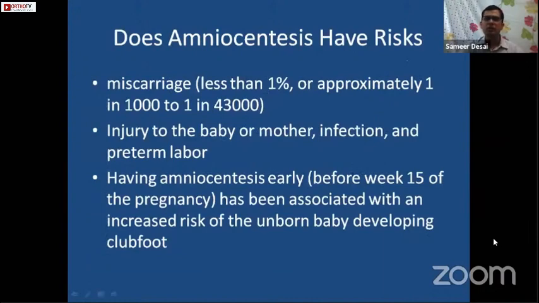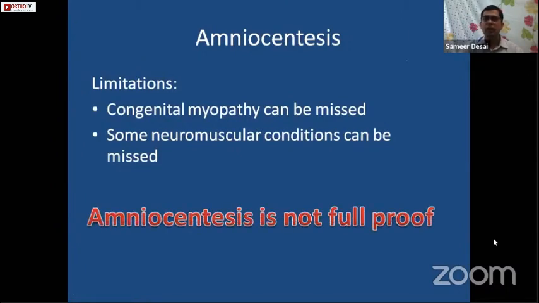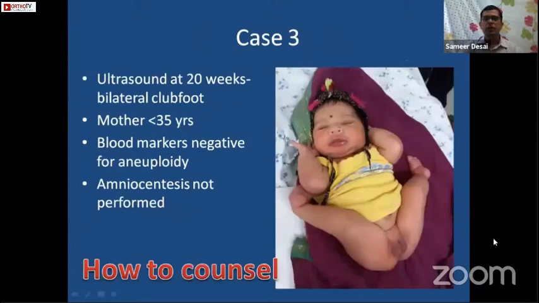Amniocentesis also has its own risks: miscarriage, injury, and there are reports where having amniocentesis early is associated with an increased risk of the unborn baby developing clubfoot. And the limitations are that congenital myopathy can be missed. Some neuromuscular conditions can also be missed. So amniocentesis is also not foolproof.